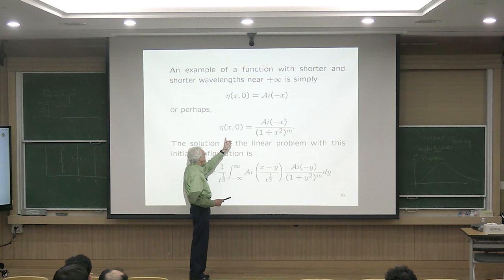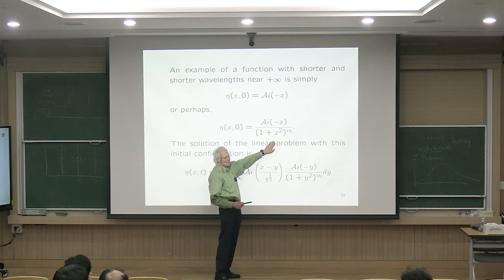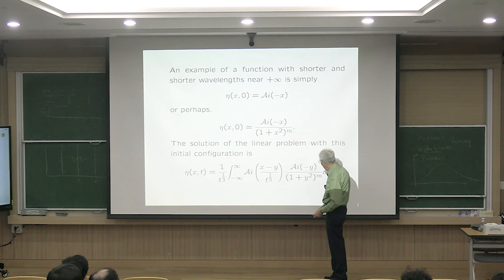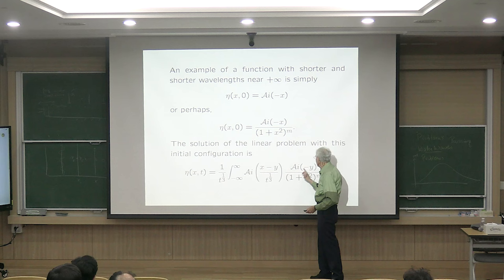Okay, that wouldn't be a finite energy solution, so I might need to normalize it to make it with finite energy. Okay, suppose I put that in as initial data. Then here's the solution. Okay? All right, and that looks good because near minus infinity, when y is near minus infinity, both of these things are decaying super exponentially. There's no problem with convergence, none, zero.